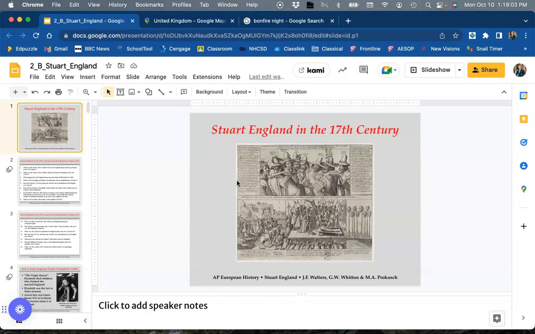This presentation will actually be broken up into two different parts because it is a fairly lengthy set of notes. This presentation, called Stuart England in the 17th century, I have found to be fairly confusing for students. There is a lot of people, moving parts, civil war, additional revolution. It can get confusing. So this first part is going to cover the beginning of the Stuart dynasty and go right into the Civil War, and then ends once Oliver Cromwell kicks the bucket.